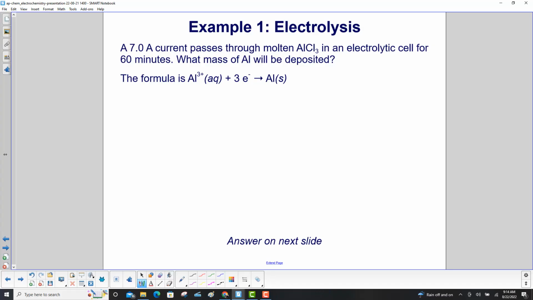A 7 amp current passes through molten aluminum chloride in an electrolytic cell for 60 minutes. What mass of aluminum will be deposited? And here's our equation here.